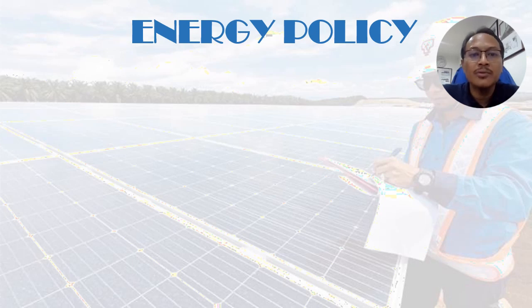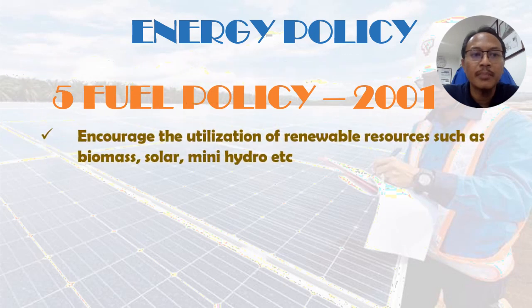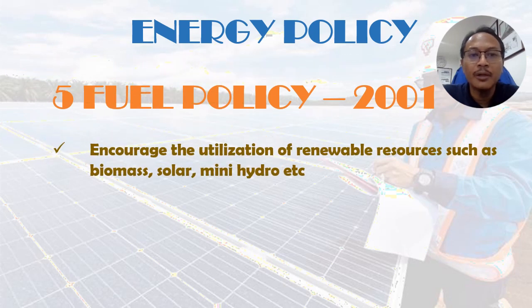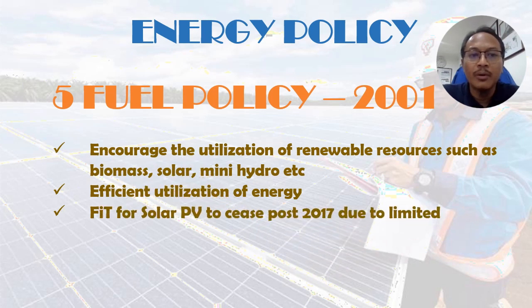Energy policy for solar photovoltaic. The five-fuel policy under the Eighth Malaysia Plan aims to generate 5% of the country's energy from renewable sources by 2005. The development and utilization of RE was further intensified in the ninth plan period. Solar photovoltaic was introduced in Malaysia in 2005 under the Malaysian Building Integrated Photovoltaic Program.